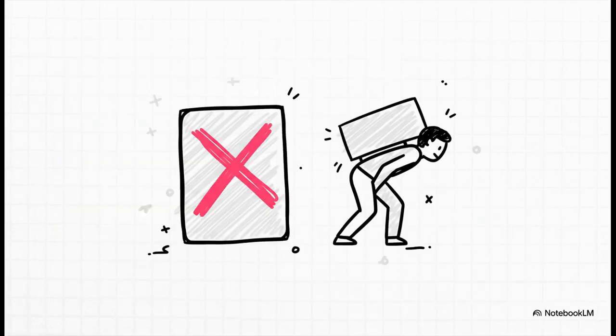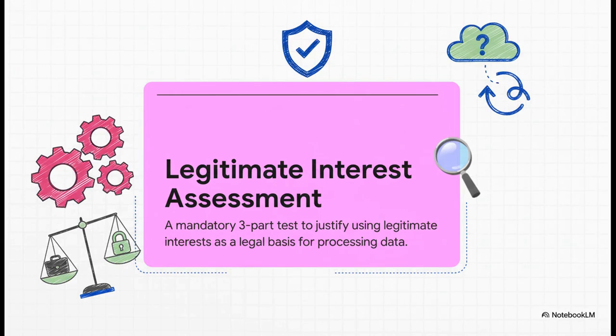And let's be super clear about this. You can't just slap the label legitimate interest on something and call it a day. This is not a loophole. It is not a get-out-of-jail-free card. It's a real responsibility, and one that requires you to prove it. And that proof? It comes in the form of a legitimate interest assessment, or what we call an LIA.